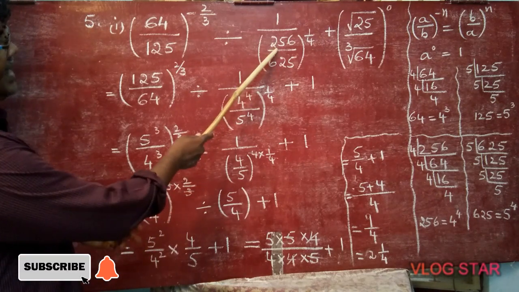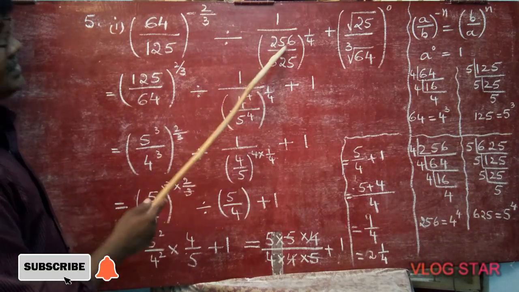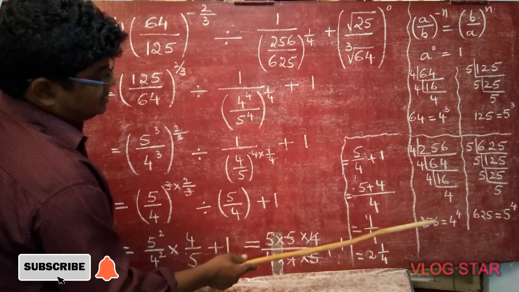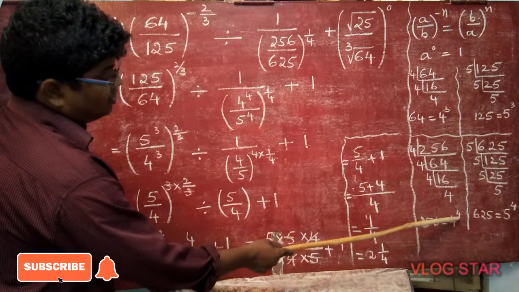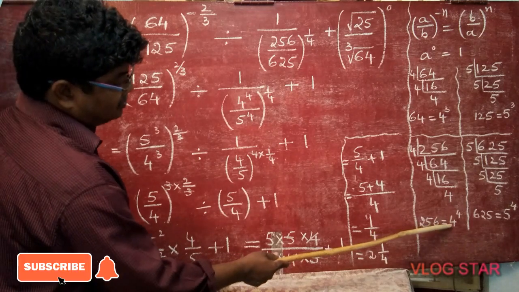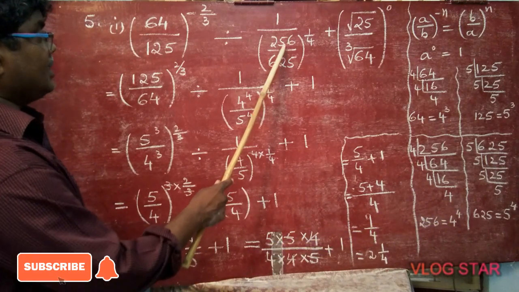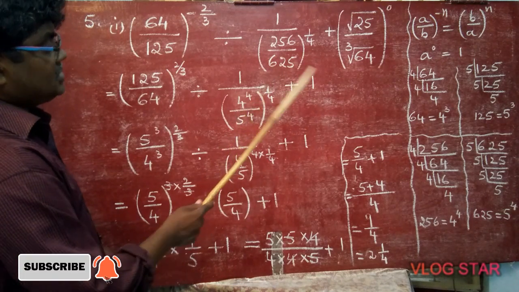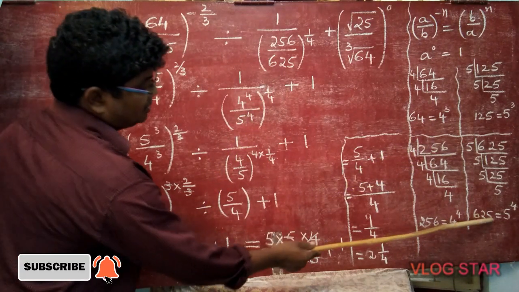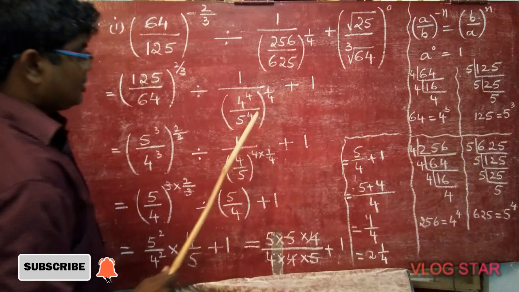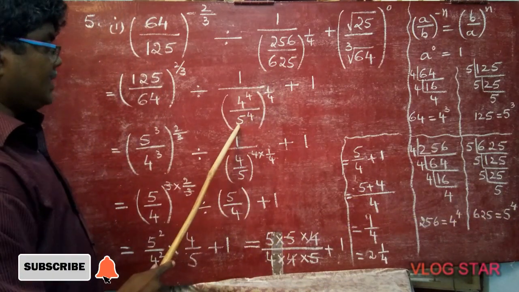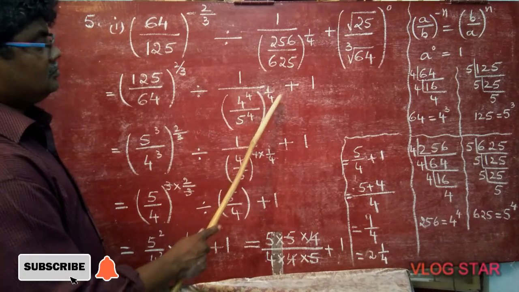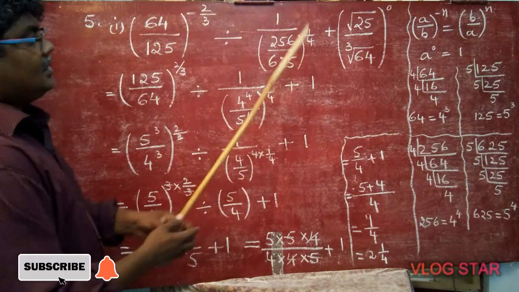find factors for 256. What are the factors of 256? Means 4 to the power of 4. 256 is equal to 4 to the power of 4. So in the place of 256 write 4 to the power of 4. In the place of 625 we got 5 to the power of 4. So in the place of 625 we replace 5 to the power of 4, whole to the power of 1 by 4 plus this is 1.